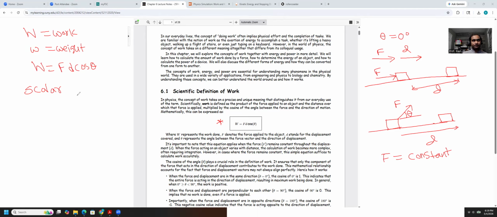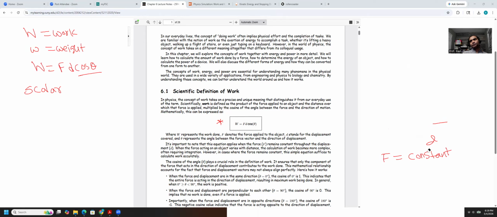Okay, why? It actually depends on theta. Cosine theta can be positive, can be negative, and zero, right? So that's why the work can be positive, negative, and zero. Let's see when it is positive, when it is negative, when it is zero.